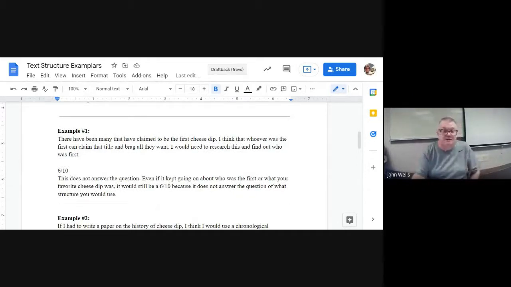Example number one, there have been many that have claimed to be the first cheese dip. I think that whoever was the first can claim it and brag all they want. I would need to do the research and find out who was first. This answer would only score you a 6. It doesn't answer the question at all. The question is which would be the best structure to use. It doesn't even say a structure in here, right? It doesn't have anything about that.